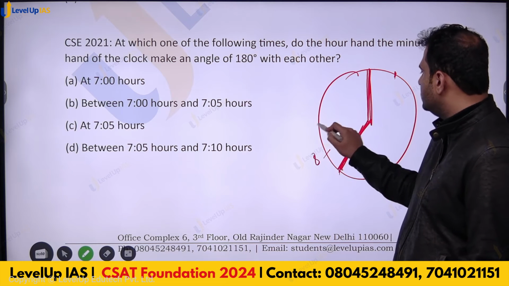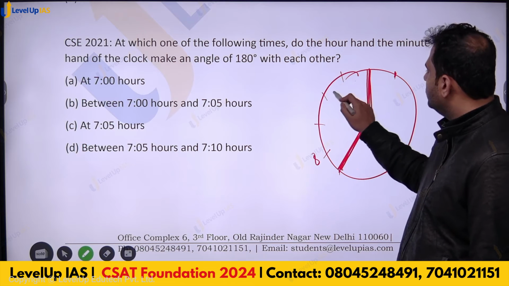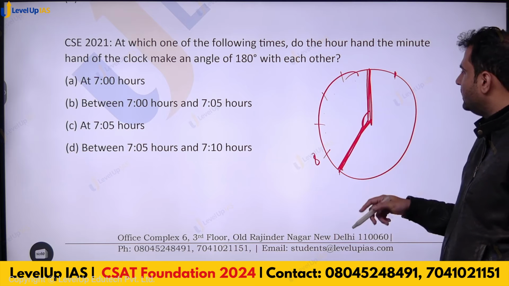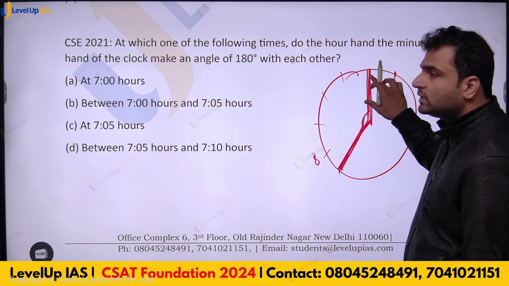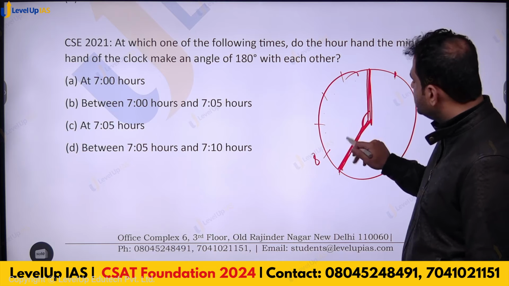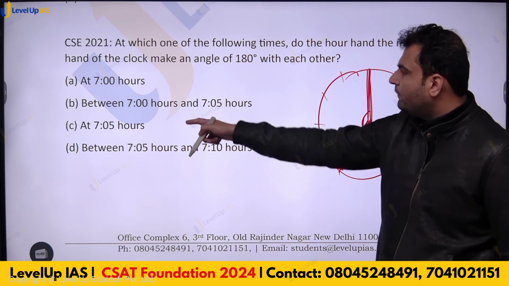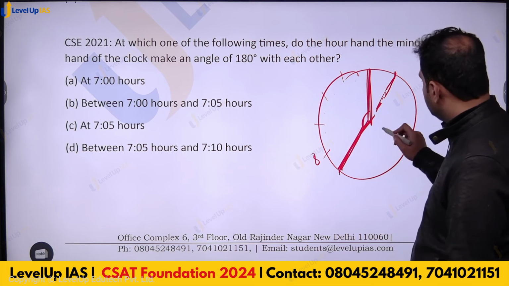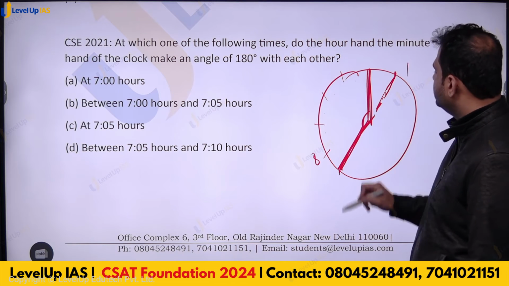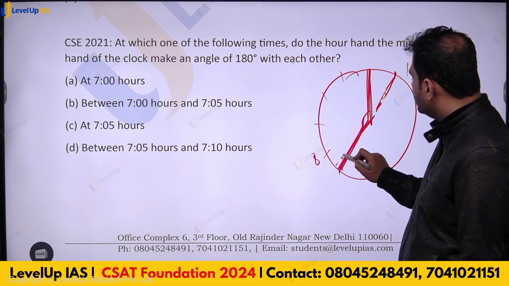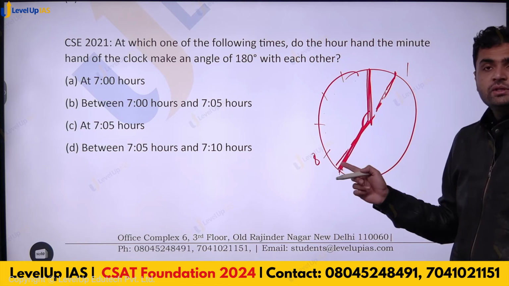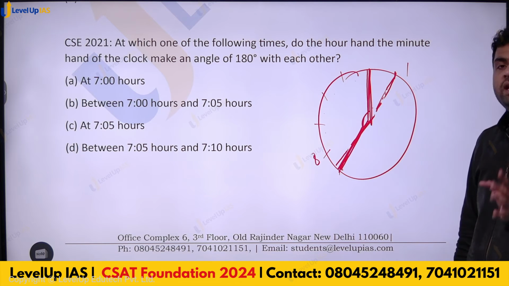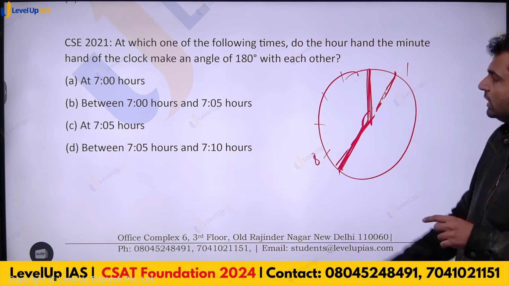It is, this is 8, this is 9, 10, 11 and 12. This is 1, 2, 3, 4, 5. So it is 150 degrees here. So it is not 180, definitely. So now what will happen? The minute hand will go ahead, the hour hand will go ahead, and in 5 minutes at 7:05, the minute hand will come exactly at 1, but our hand will go slightly ahead. So the angle now, this angle is less than 180, this angle is more than 180. In between that, has the angle been exactly 180 anywhere between 7 and 7:05?